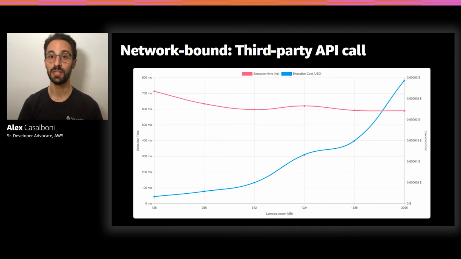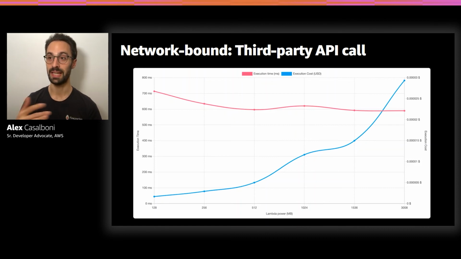Let's go into the network-bound examples. Let's imagine we're calling a third-party API. Here, usually you really can't do much to speed up the third-party API. Whatever power you have, however fast or powerful your function is, you can't really affect something else out there, especially if it's an API out of the AWS data centers, wherever it's hosted.